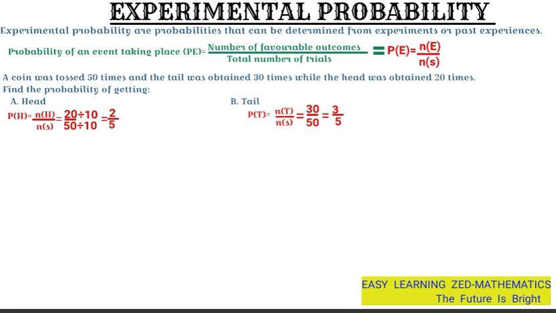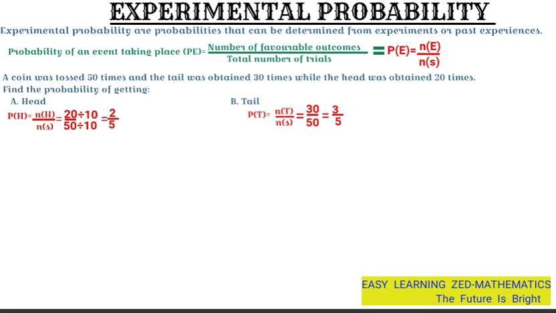Okay, so these are the chances of having the head on top and the tail on top. For the head is 2 over 5. For the tail is 3 over 5. Those are the probabilities of the head and the tail.